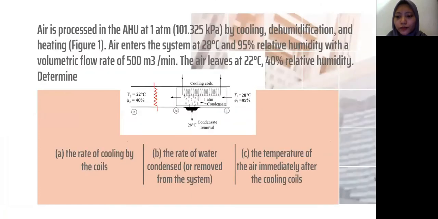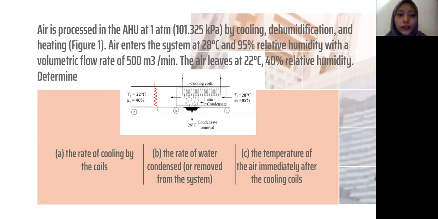For the calculation, the air is processed in the AHU at 180 kPa by cooling, dehumidification, and heating. Air enters the system at 28 Celsius and 95% relative humidity with a volumetric flow rate of 500 meter cube per minute. The air leaves at 22 Celsius, 40% relative humidity. Determine the rate of cooling by the coils, the rate of water condensed, and the temperature of the air immediately after the cooling coils.